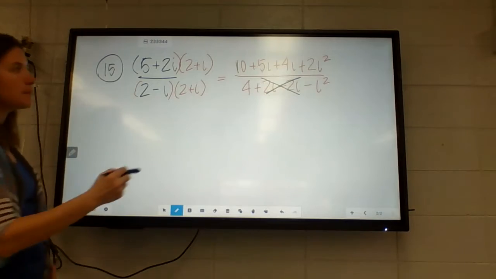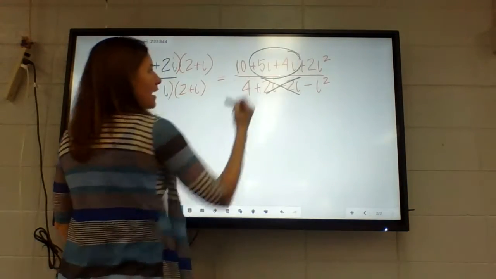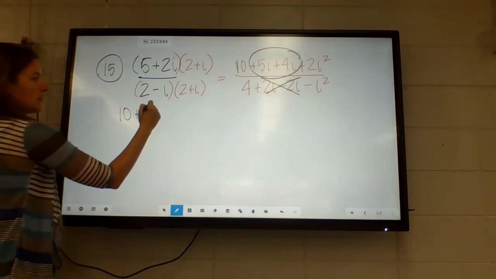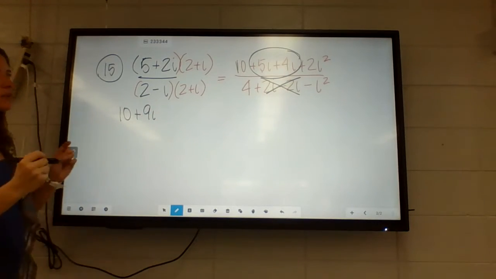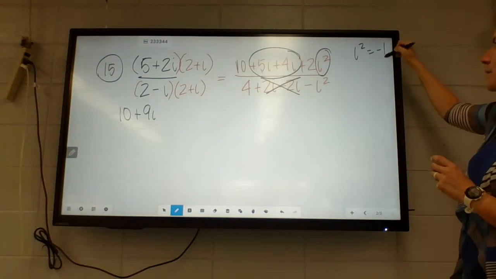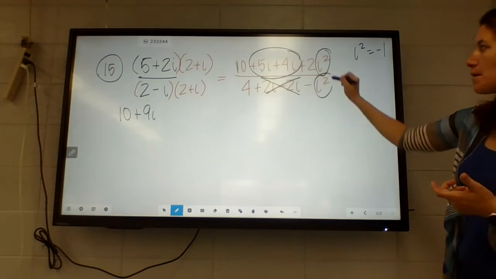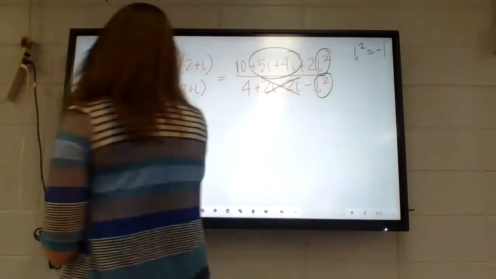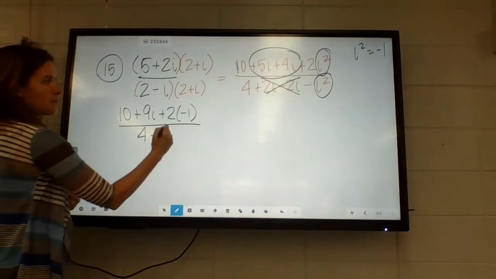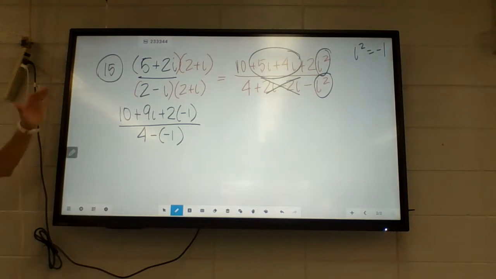So on the top up here, the 5i and 4i can combine, that's going to be 9i. But then we also learned that i squared equals -1. So anytime I see i squared, I'm going to put -1 in place of it. So wherever i squared is, I put a -1. And you don't have to show all these steps. If you're able to skip over a little bit, that's fine.